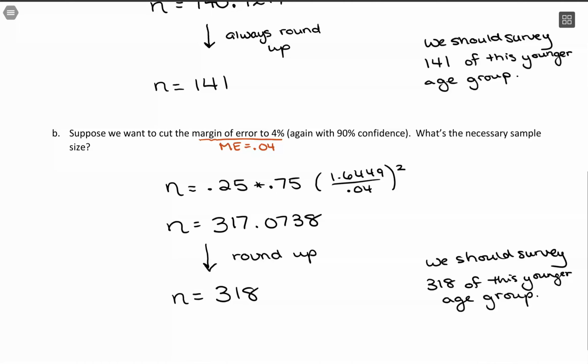So with these, always round to a whole number since we're talking about number of people or number of things to survey, and then always round up so that you're not letting more error into the survey.